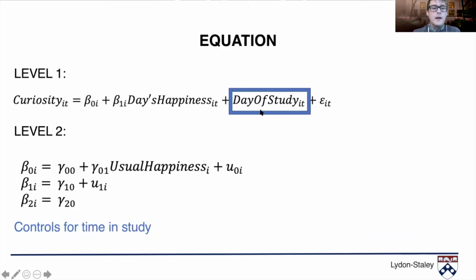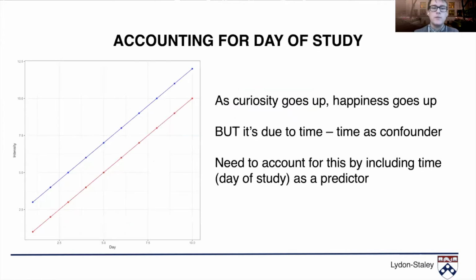Okay. We're also going to include day of study. This is something that changes. It goes from 1 to 21, or as we'll see when we actually do it, we're going to center it in such a way that it makes the intercept a little bit more meaningful, but that's not a huge deal. We'll cross it when we get to R. This is day of study for person i at time t, and we include this for reasons that have to do with confounding.